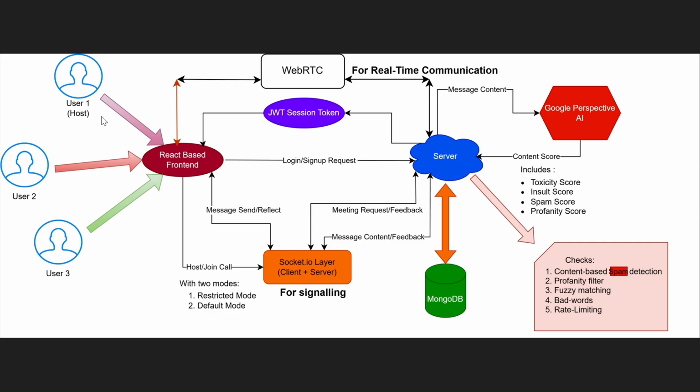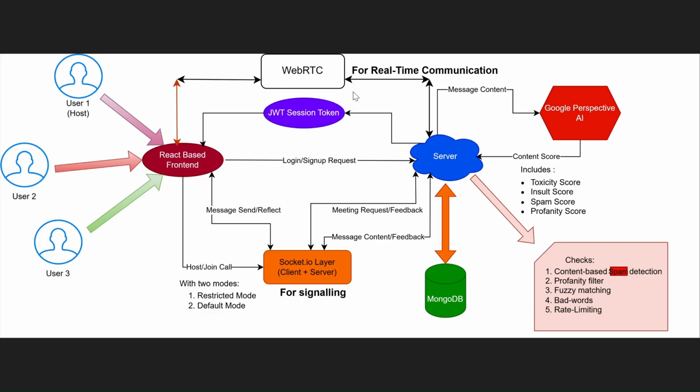So here we have multiple users, including the host and participants, all interacting through a React-based frontend. This frontend is responsible for the UI, meeting controls, chat interface, and state management. So when a user logs in or signs up, the request goes to the backend server and a JWT session token is issued. This token is used to validate all protected actions like creating or joining a meeting.